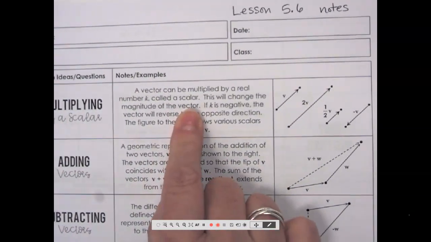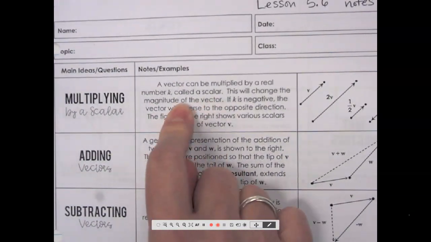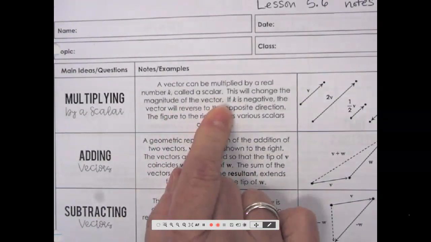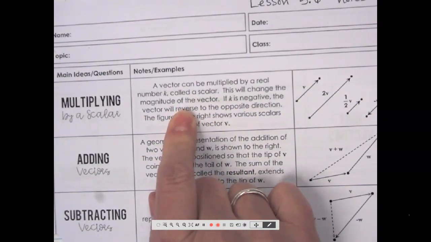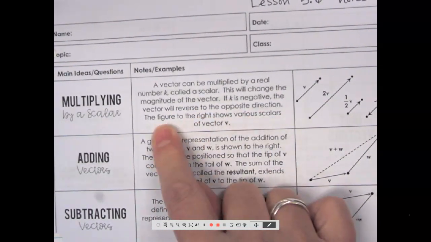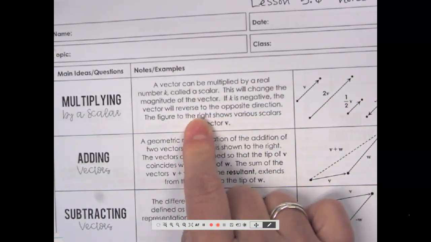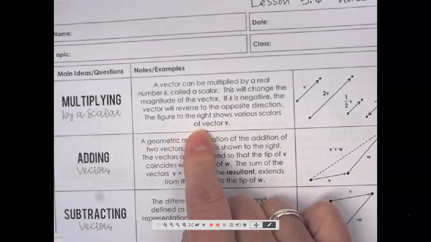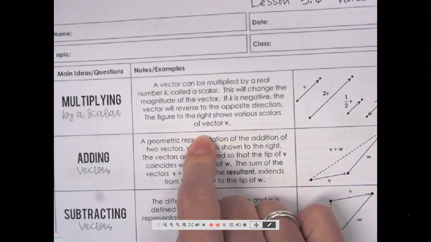So a vector can be multiplied by a real number k called a scalar. This will change the magnitude, in other words, length of the vector. If k is negative, the vector will reverse to the opposite direction. The figure to the right shows various scalars of vector v.